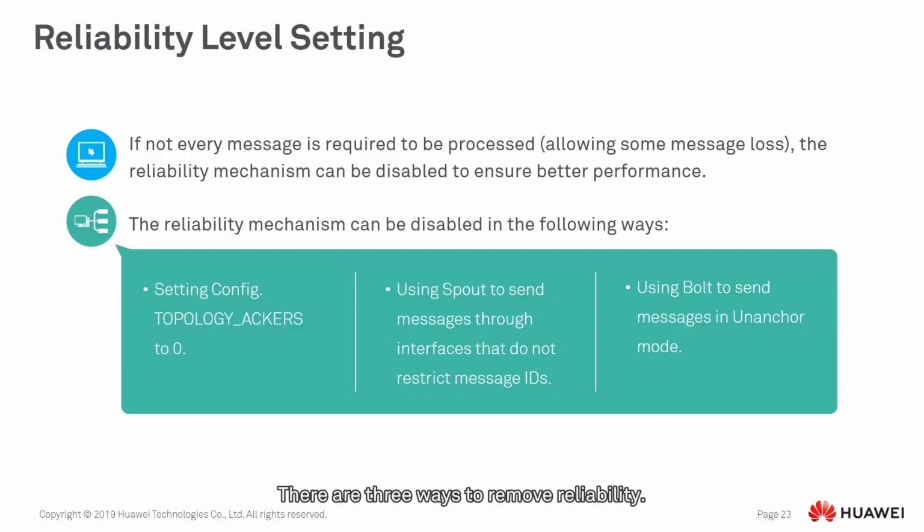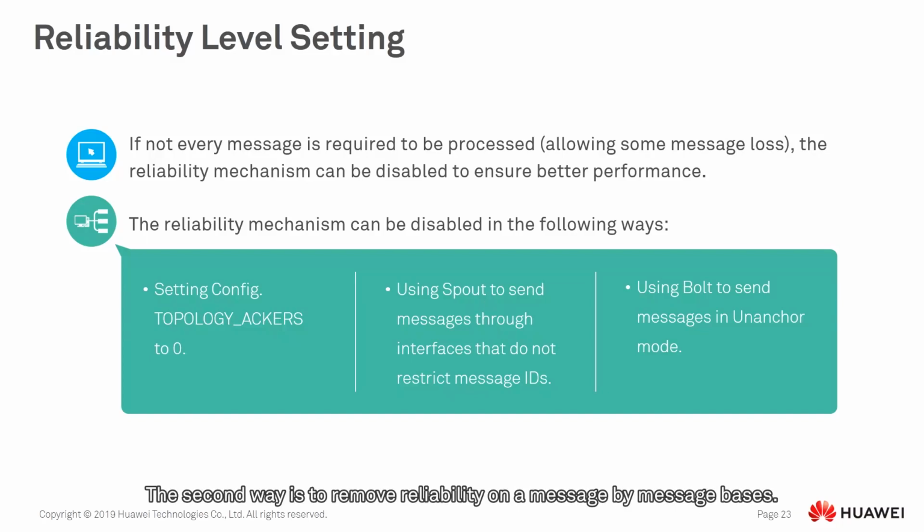There are three ways to remove reliability. The first is to set Config.TOPOLOGY_ACKERS to 0. In this case, streaming will call the ack method on the spout immediately after the spout emits a tuple. The tuple tree won't be checked.